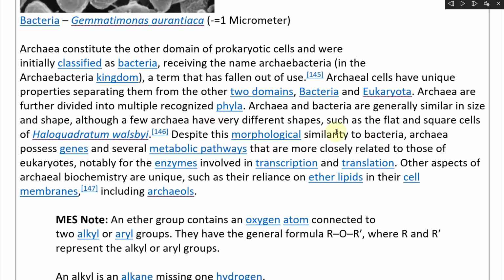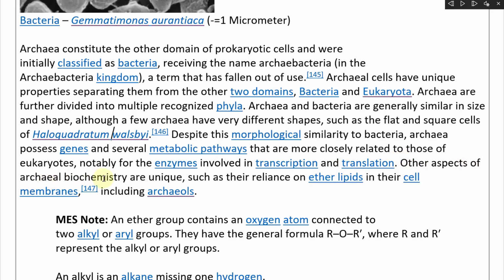Despite this morphological similarity to bacteria, archaea possess genes and several metabolic pathways that are more closely related to those of eukaryotes, notably for the enzymes involved in transcription and translation. So that's an interesting setup. It's almost like a merger of the two. It's small like bacteria, but it has some enzymes similar to eukaryotes involved in transcription and translation of the genetic makeup. So it's a bit of a mixture.